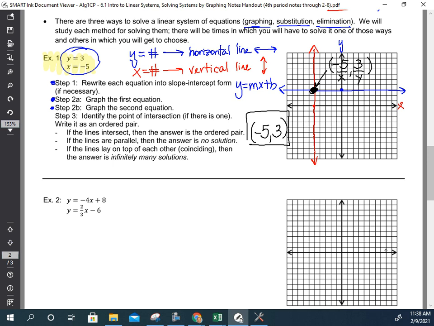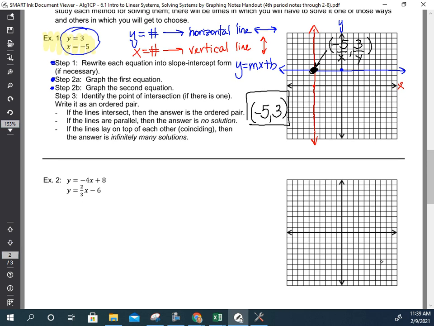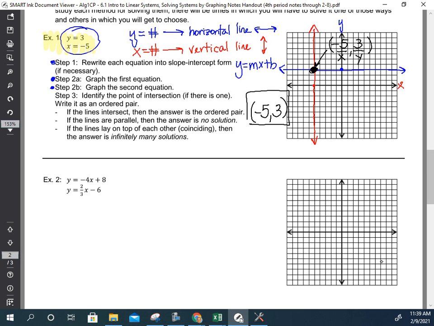The first problem we did yesterday was with a horizontal and a vertical line. If you have a horizontal line and a vertical line, they will meet up somewhere. Wherever they meet up, that's your answer. So that's the extent of the notes that we took yesterday.